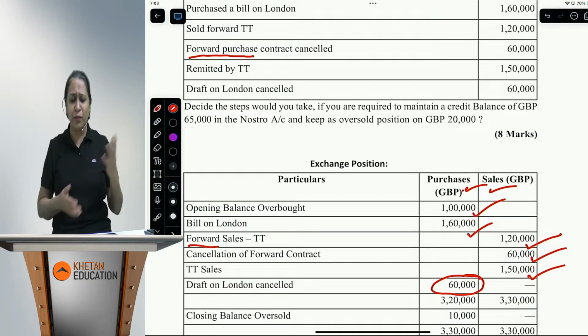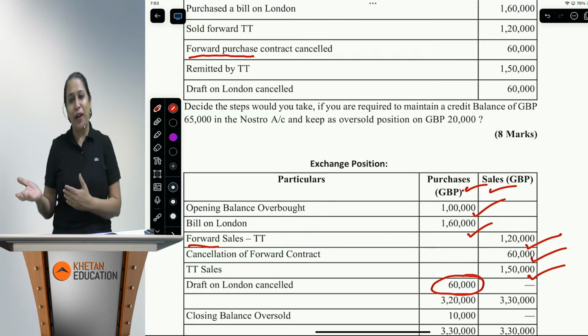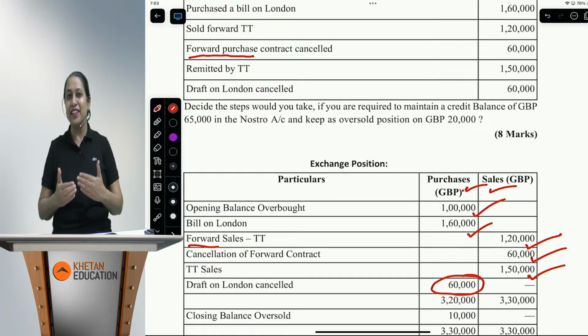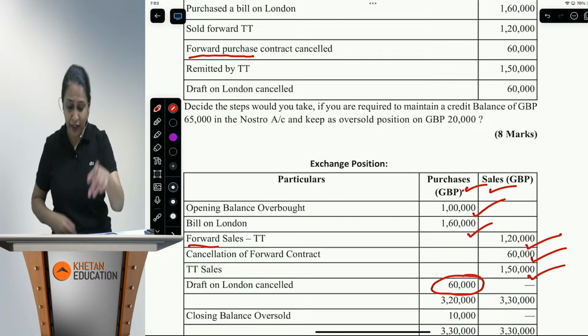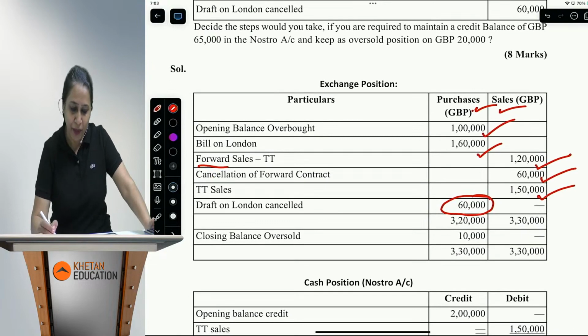So I just explained to her that this is DD sale, draft on London is DD sale, because we issued a draft on London. So if that is cancelled, that amount has to be taken in purchase. Am I correct? Yeah, it is in purchase. Yeah, it is correct.